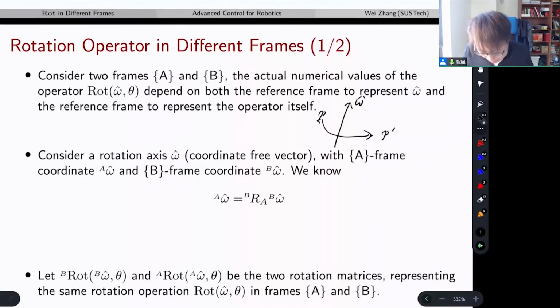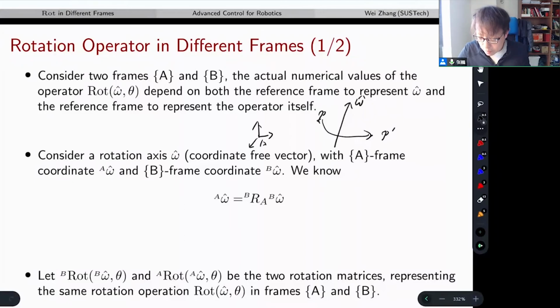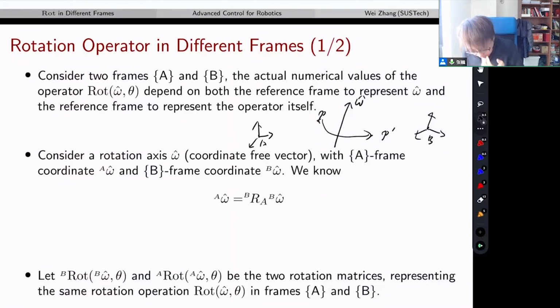First of all, let's say I have two frames. Here, my description doesn't depend on any frame I work with. I can choose frame A to describe this physical operation, or I can choose frame B to express this operation. And in these two frames, the rotation operator also has a different expression. First of all, the rotation axis will of course have different numerical values. Let's say this is my direction in A, and this is my direction in B.